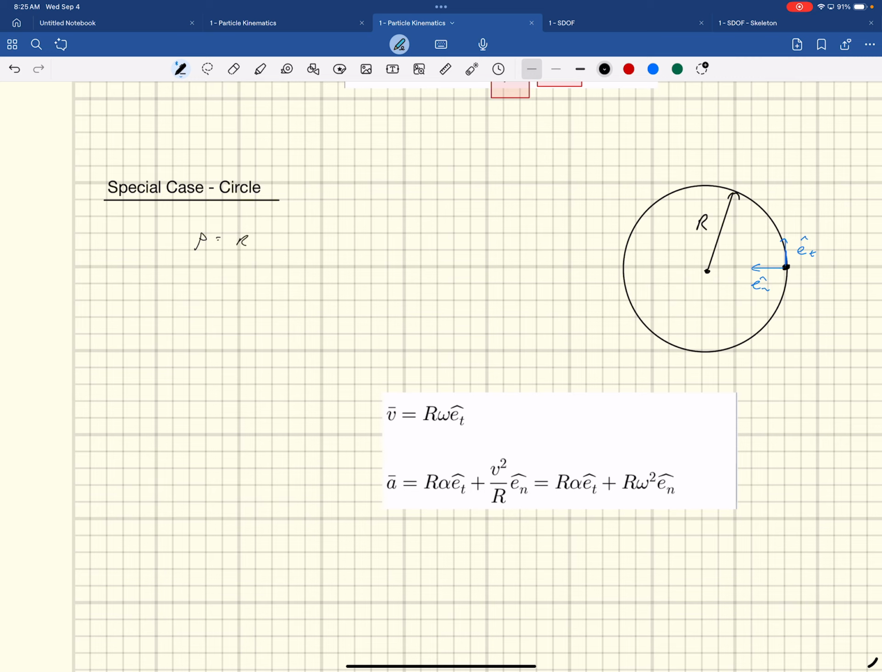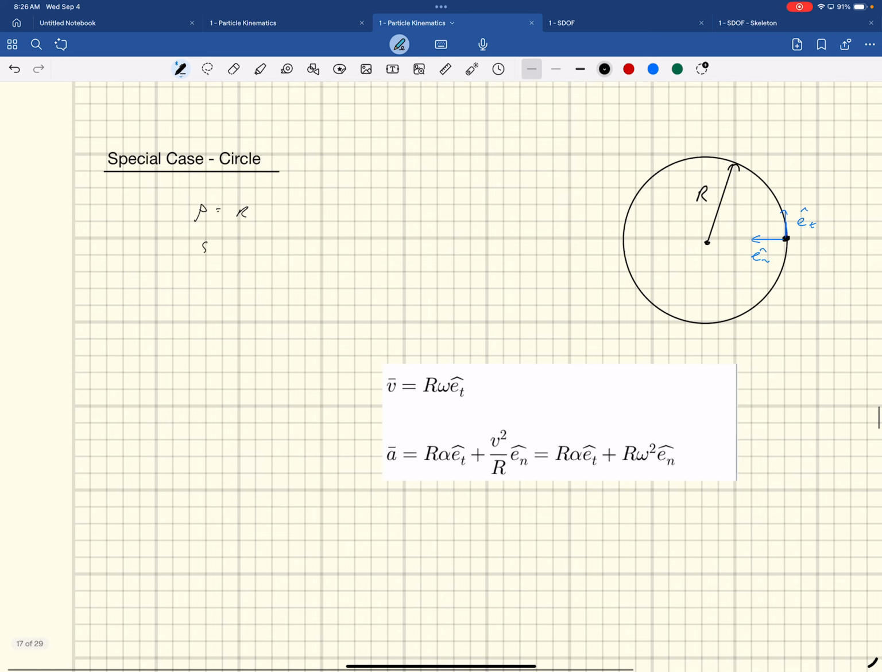On a typical normal tangent coordinate system, rho could be a function of time too. Rho could be changing as it went along. But when it's traveling around a circle, rho is just going to be that radius r. And if I want to calculate change in position, I'll just take r times theta. That's the same idea from up above, you're trying to calculate arc length. It's just going to be the radius times the change in angle, and that'll give you the arc length.